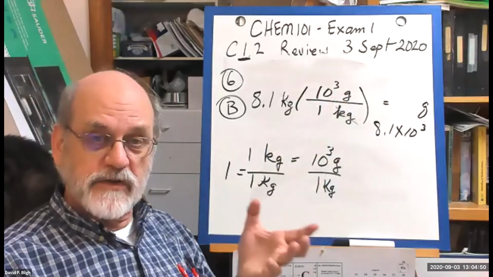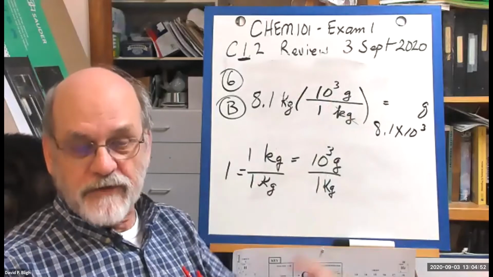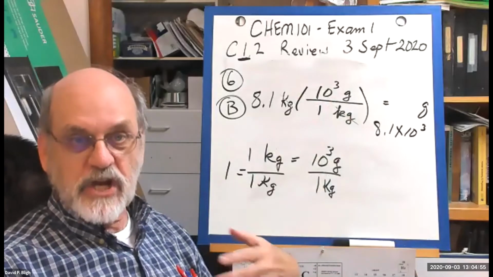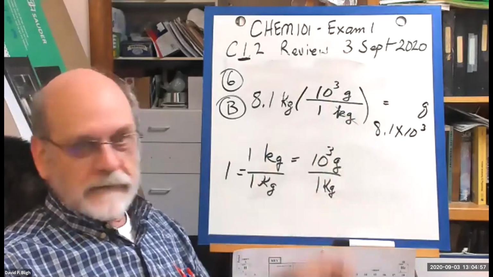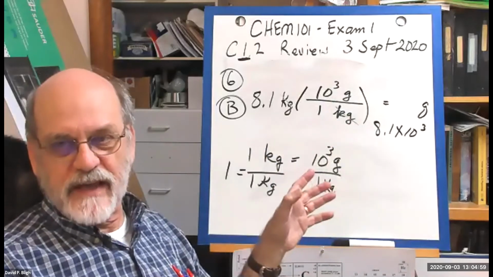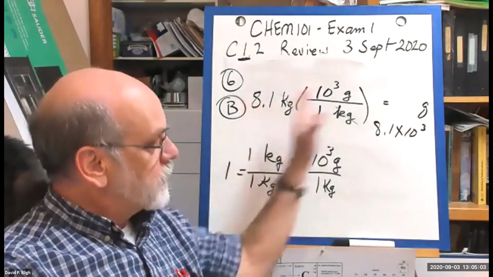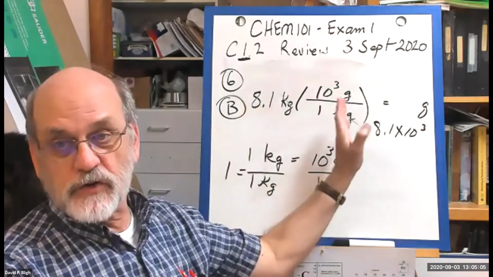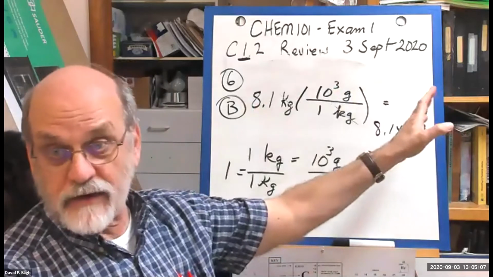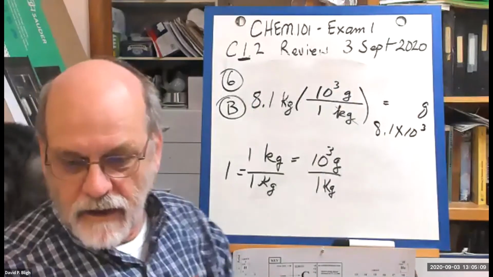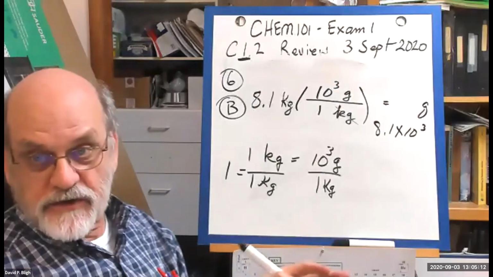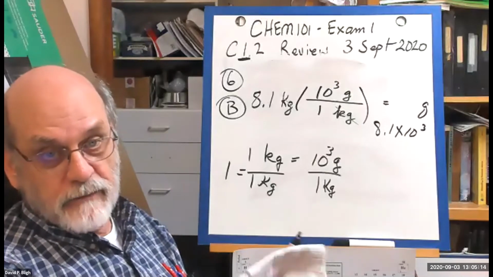Sometimes you have conversions that require multiple conversion factors. I call them chained. We chain them together. But the same process operates in converting from here to here, even if you use 2, 3, 4, 5 conversion factors. And we'll probably get to one in just a second, and I can demonstrate what I mean by that.